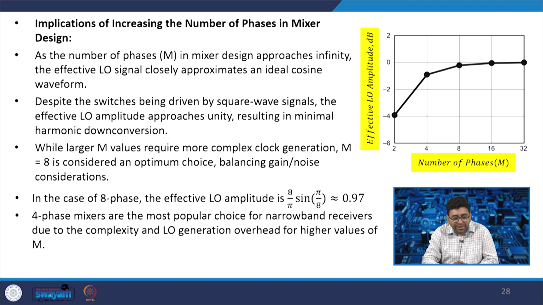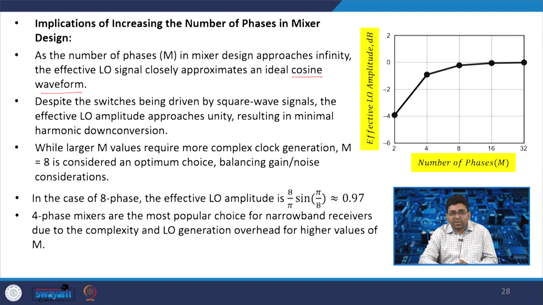So, what is the implication of increasing the number of phases in a mixer design? If we try to increase the number of phases m, then the effective LO amplitude will go towards the ideal. As the number of phases m in the mixer design approaches infinity, the effective LO signal closely approximates an ideal cosine waveform. So, that is what we desire. We can reduce all the harmonics and we can get the ideal cosine waveform.